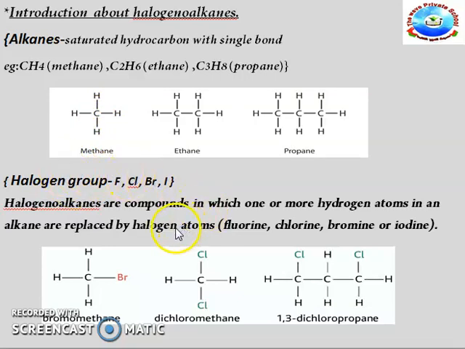And what are the halogen group atoms? Those are fluorine, chlorine, bromine, or iodine. Let us see some examples. Now see, bromomethane. This structure is the same as methane, but this hydrogen atom is replaced with bromine. Second one, dichloromethane. The structure is the same as methane, but two hydrogen atoms are replaced with chlorine. So in the first example, it is replaced by bromine. In the second, two hydrogen atoms are replaced by chlorine.